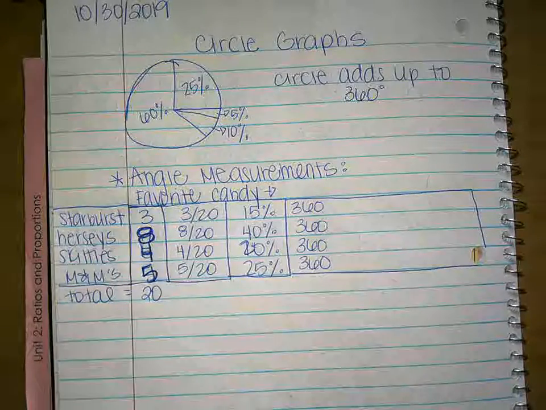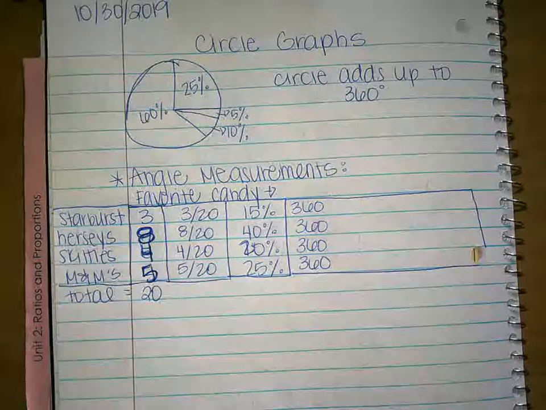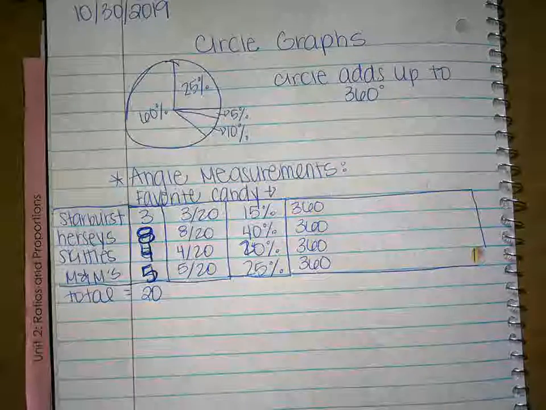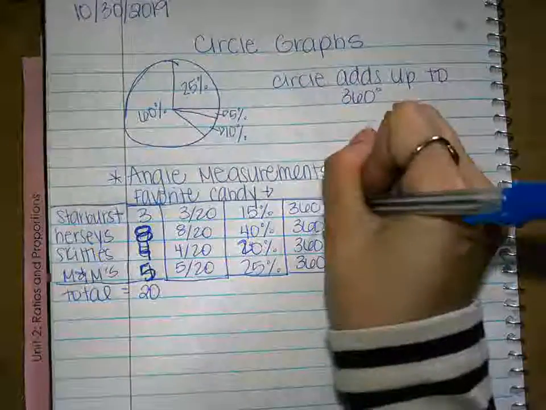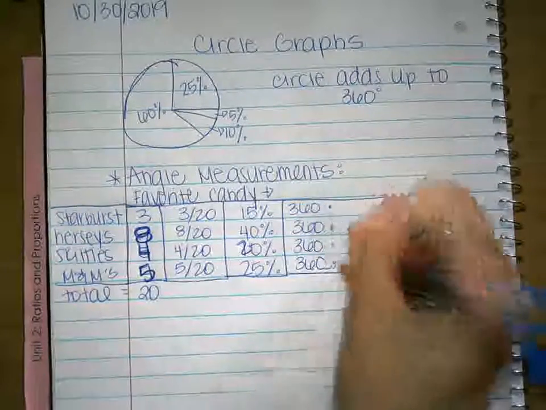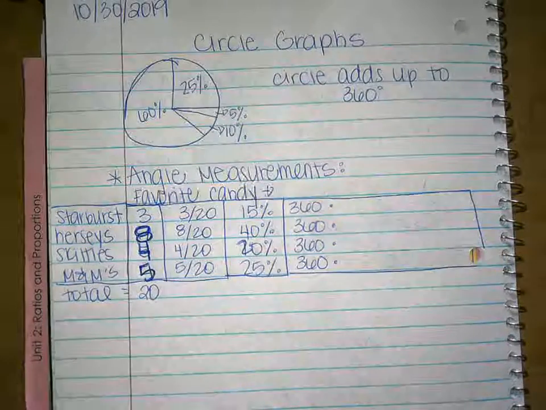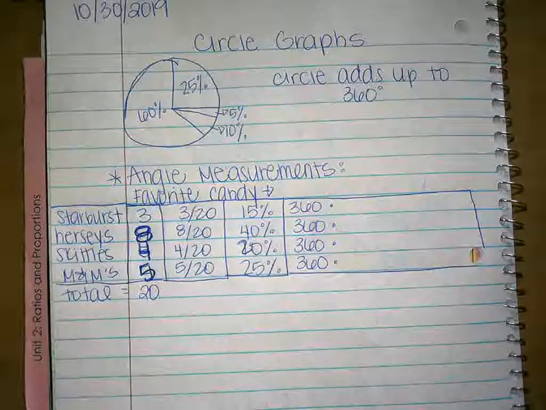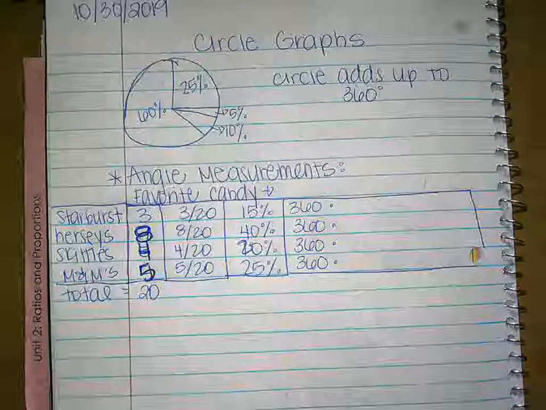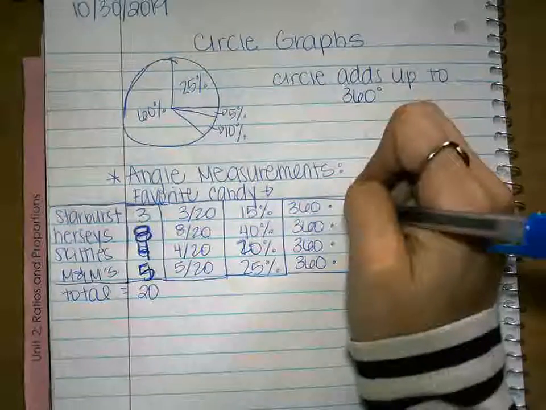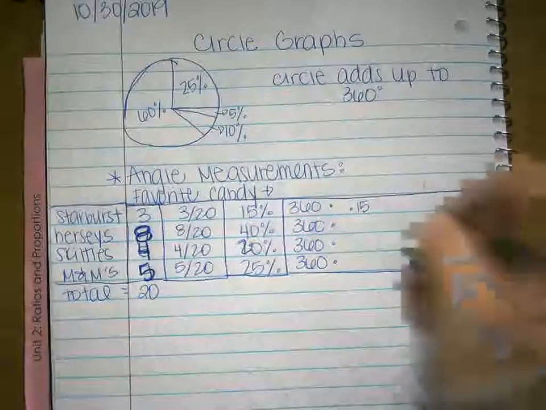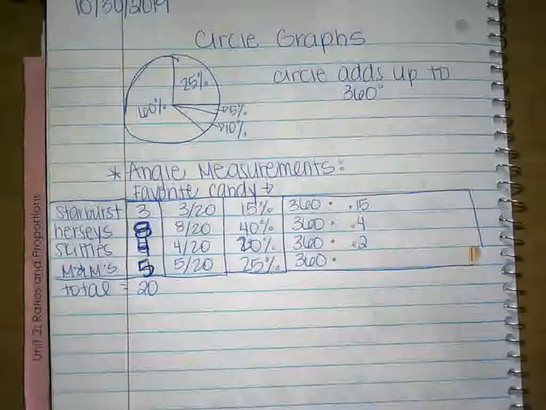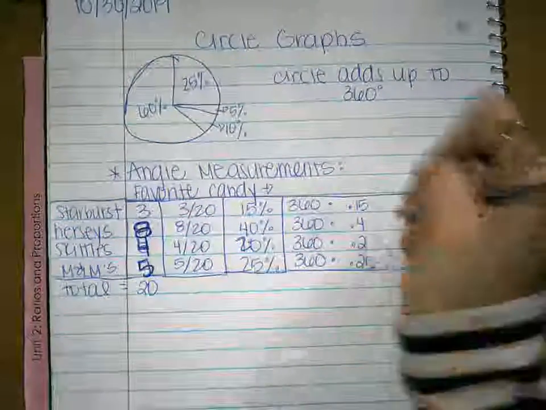Does anyone know what operation the word of means? Yeah. What operation do you think? Division. Does not mean division. Multiplication. It means multiplication. So whenever you see that word of, it means multiplication. So I want to multiply, and I can't just multiply by a percentage. What do I have to do to that percentage? Make it a decimal. So I'm going to multiply by 0.15. I'm going to multiply by 0.4. I'm going to multiply by 0.2, and I'm going to multiply by 0.25.